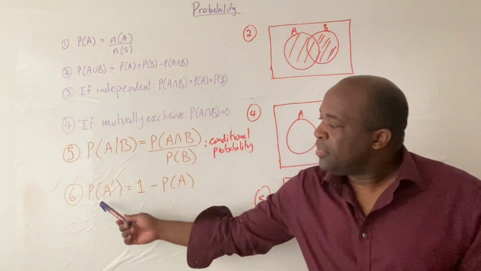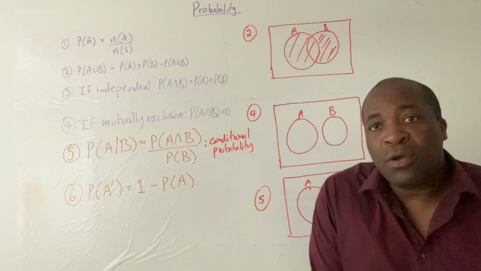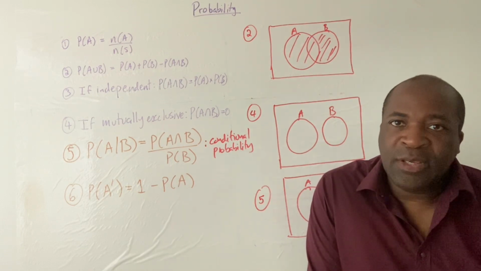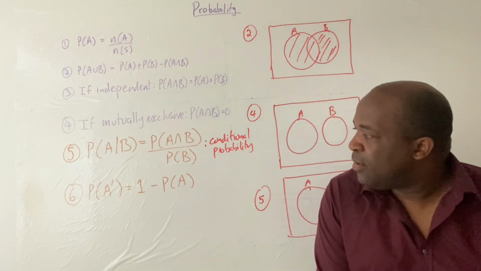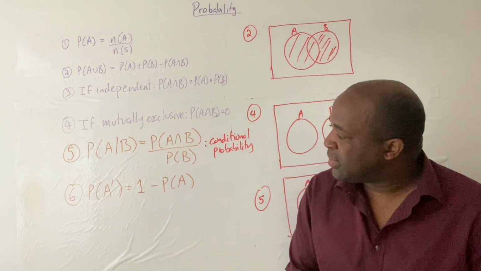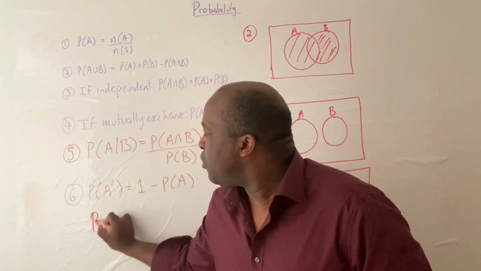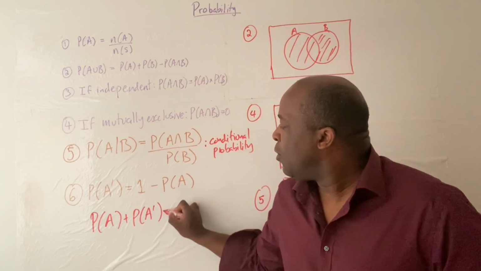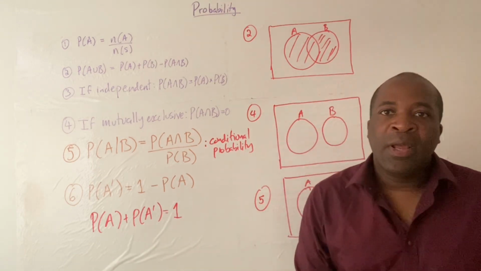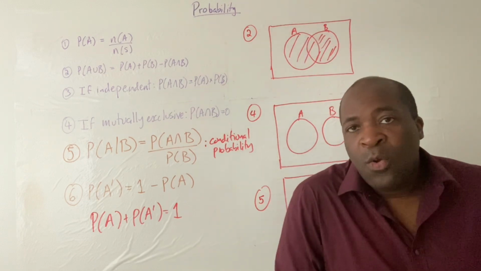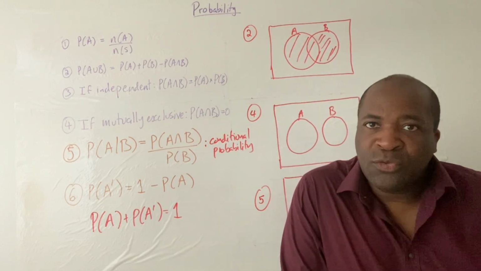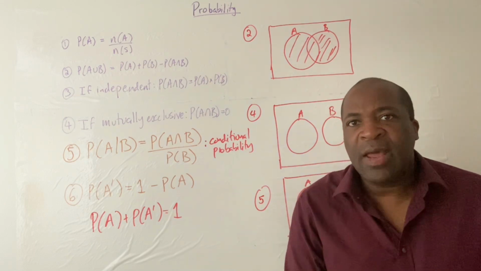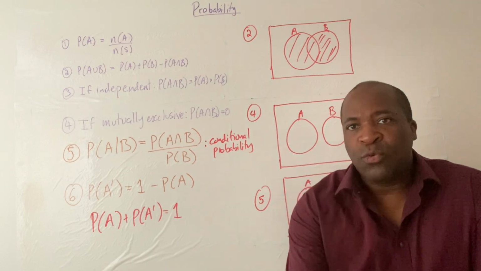And then finally, the complementary event rule. The complementary event rule states that the probability of A not occurring is equal to 1 minus the probability of A occurring. Another way of writing this rule is to say that the probability of A plus the probability of not A equals 1. This is a rule that will be invoked time and time again when we're looking at the normal distribution, so it's really important for us to appreciate it. The probability of A and the probability of not A must add up to 1.